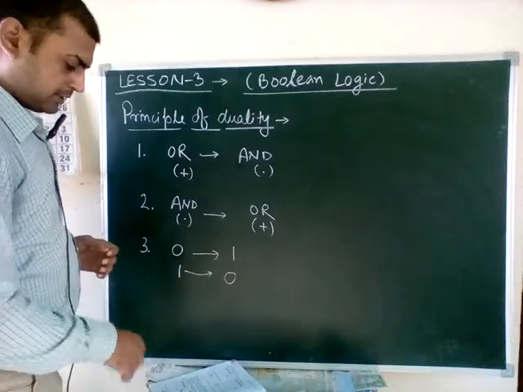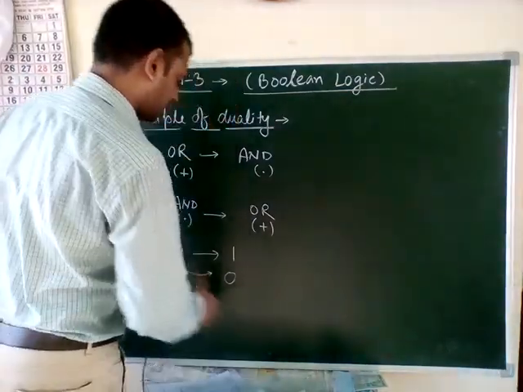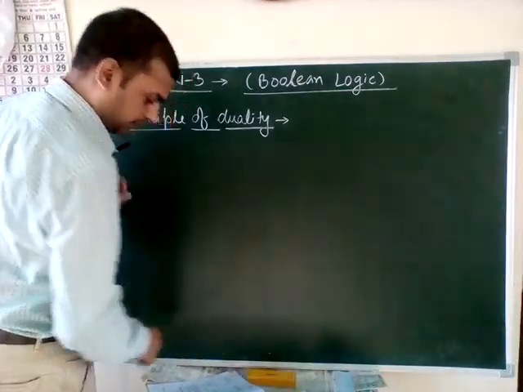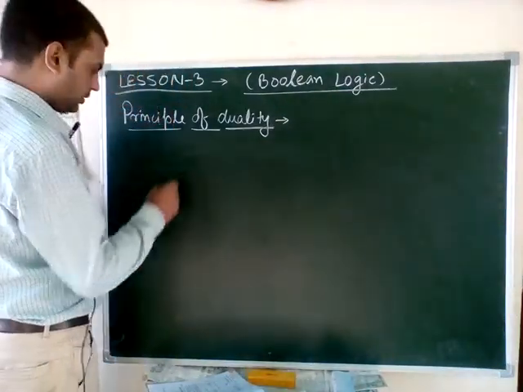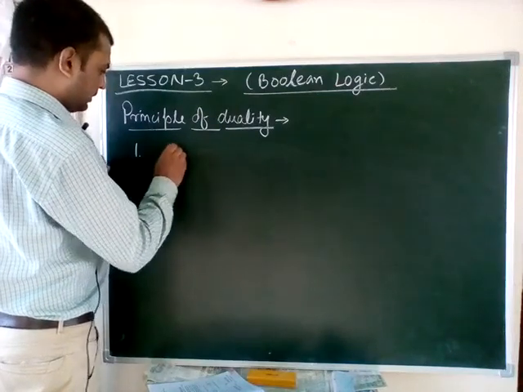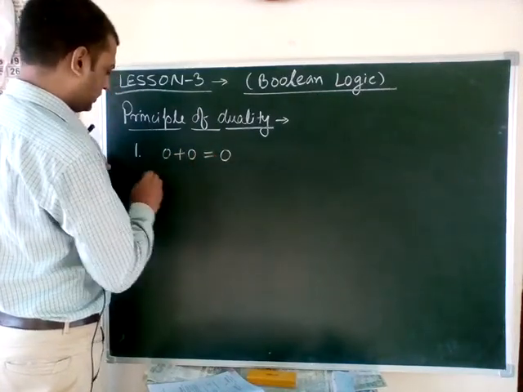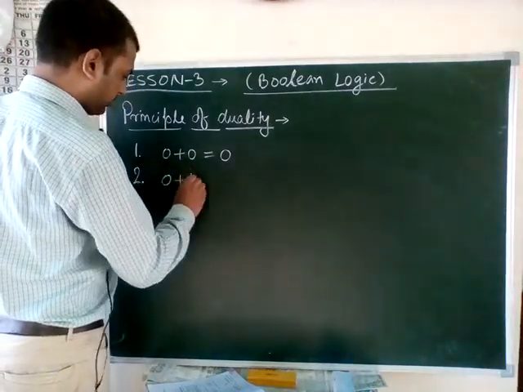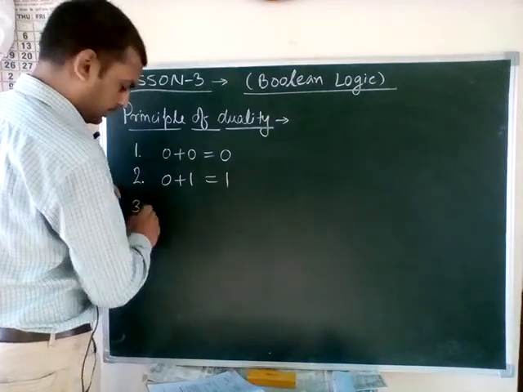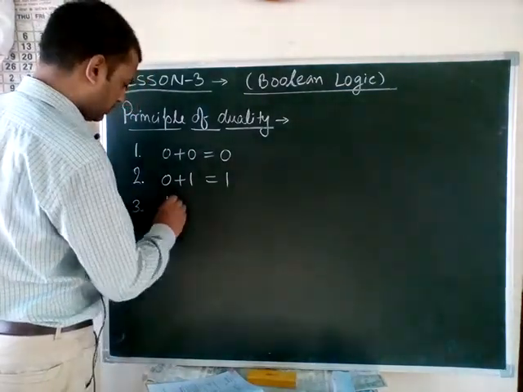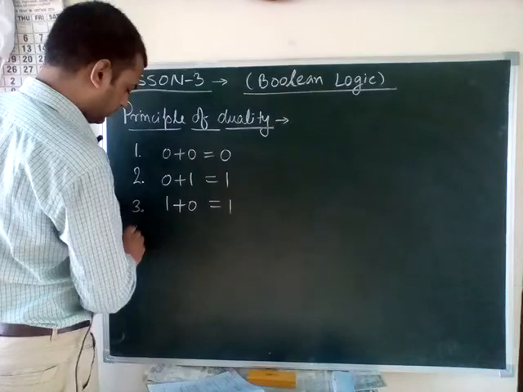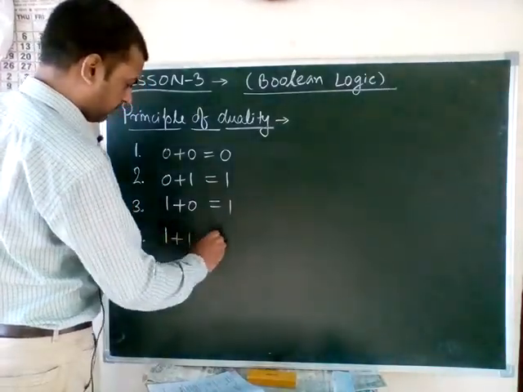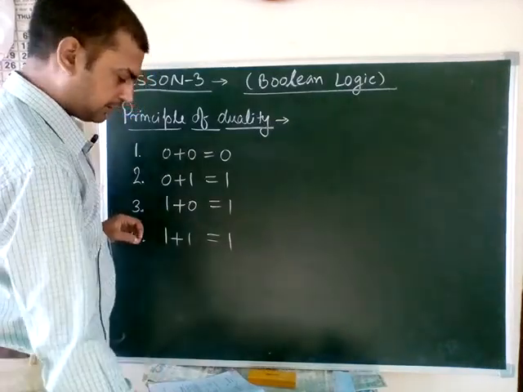Now a few points with the help of this duality principle I am showing you. Like the first point, 0 plus 0 equal to 0. Second point, 0 plus 1 equal to 1. Third, 1 plus 0 equal to 1. 1 plus 1 equal to 1, as it is given.